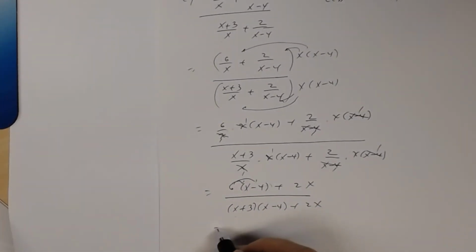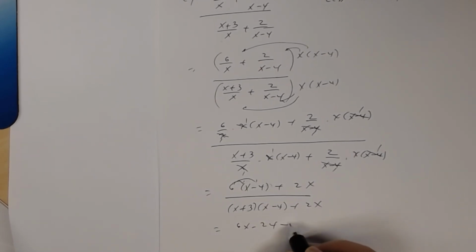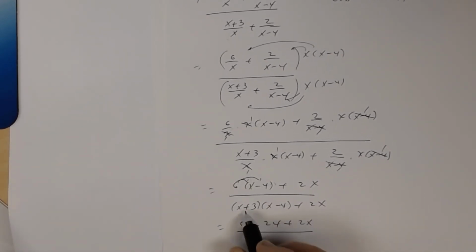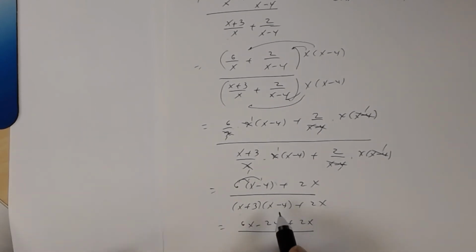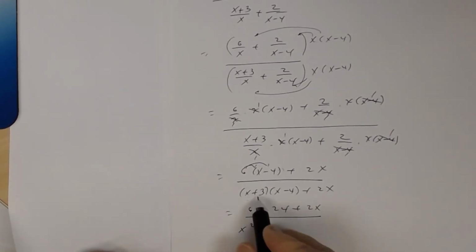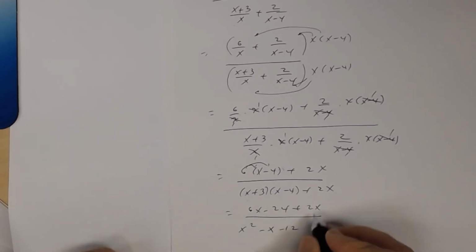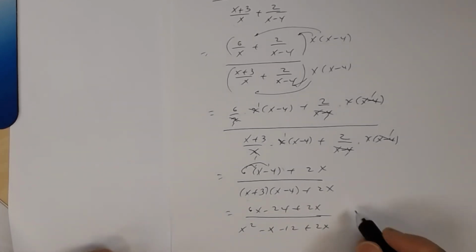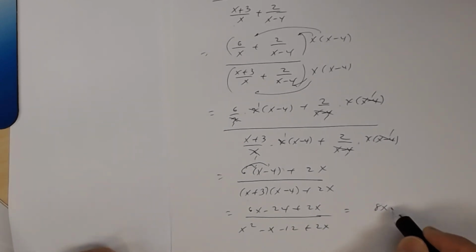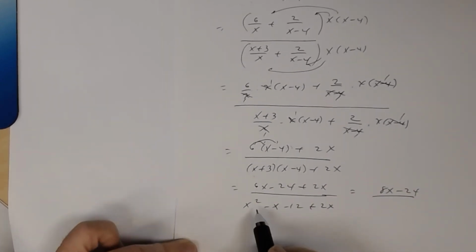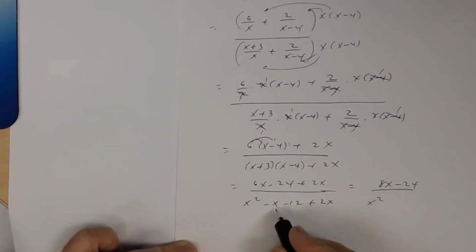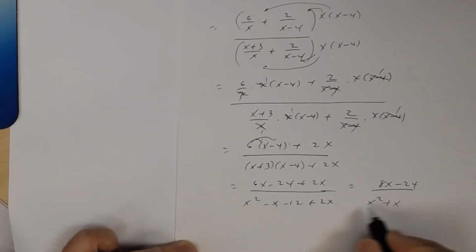So in distributing, I get 6x minus 24 plus 2x, divided by, now I've got to multiply this out using the FOIL method. x times x is x squared. The outer is a negative 4x. The inner is a positive 3x, so I get negative x. And then 3 times negative 4 is a negative 12, and then plus 2x. Combining like terms, I get 6x plus 2x is 8x minus 24, divided by x squared, a negative x and 2x is a positive x, and then minus 12.